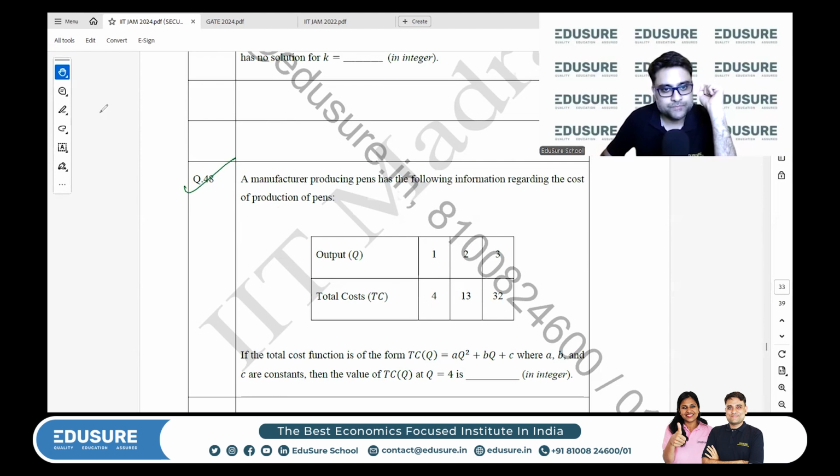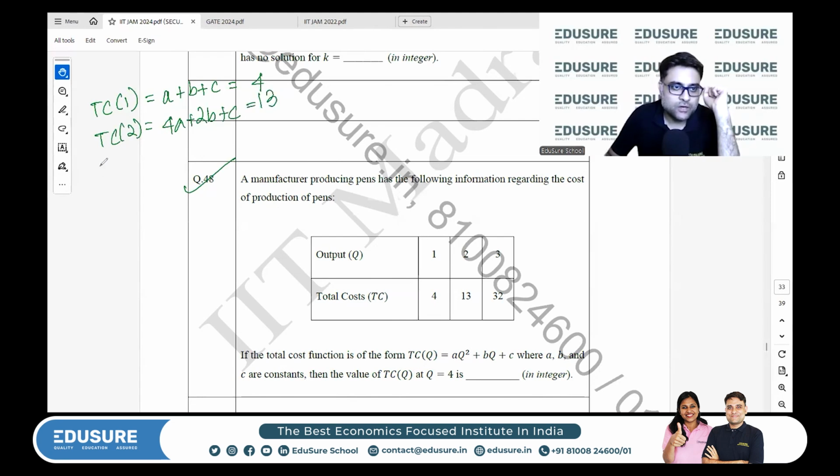So if I put total cost at 1, A plus B plus C is equal to 4. Total cost at 2 is 4A plus 2B plus C is equal to 13. Total cost at quantity 3 is 9A plus 3B plus C is equal to 32.